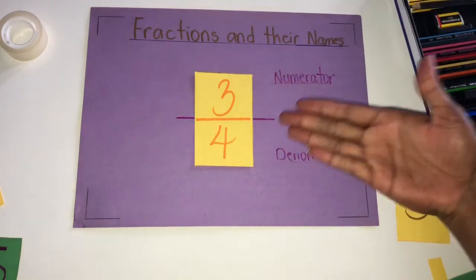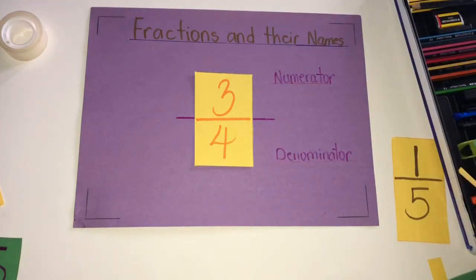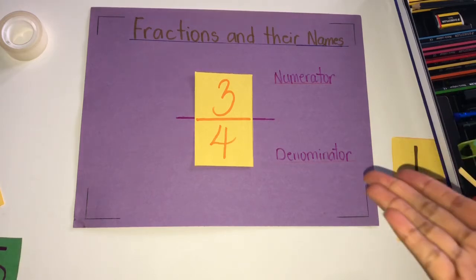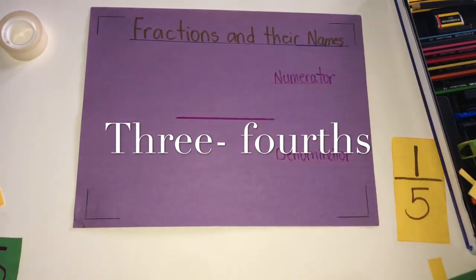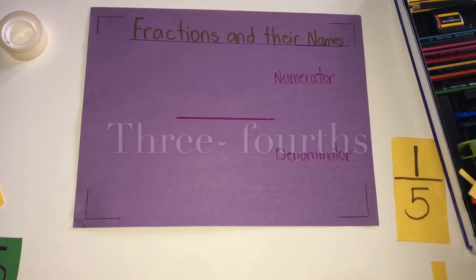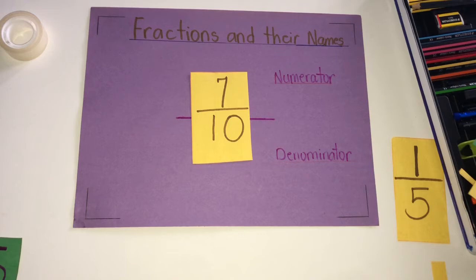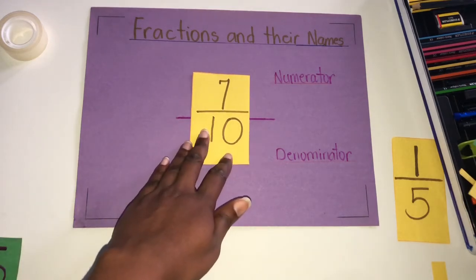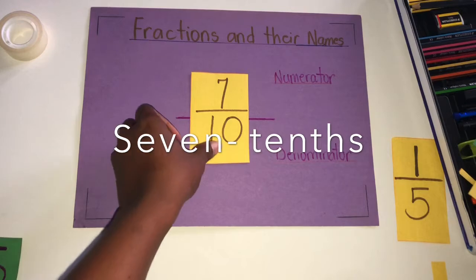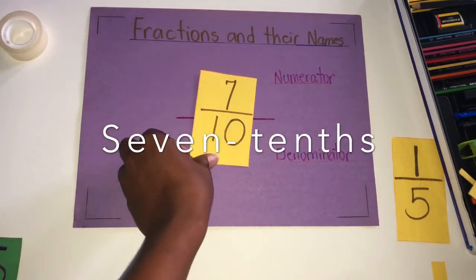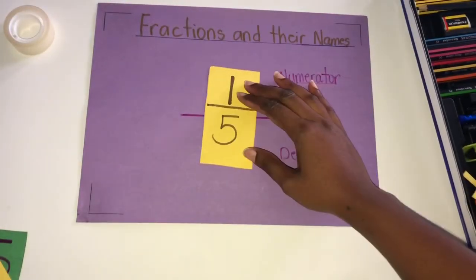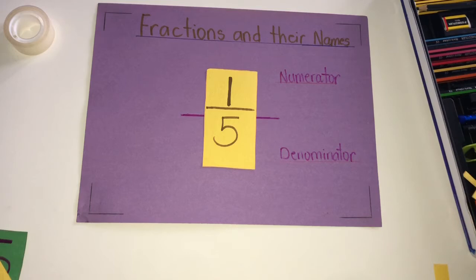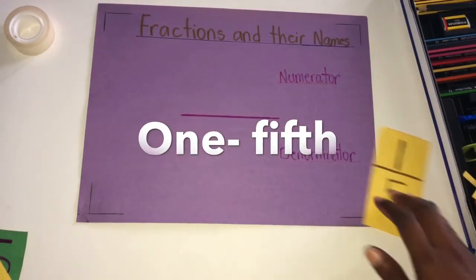Can you give me the name of this fraction? Type in the comment section now and tell me the name of this fraction. Did you say three fourths? You are correct. What is the name of this fraction? Seven tenths? Yes, it is plural. What is the name of this fraction? Very good. One fifth.